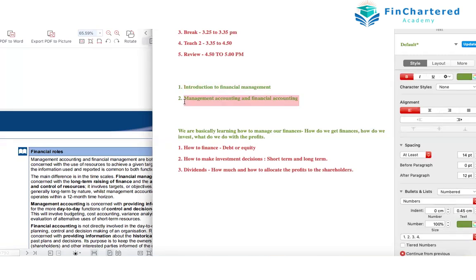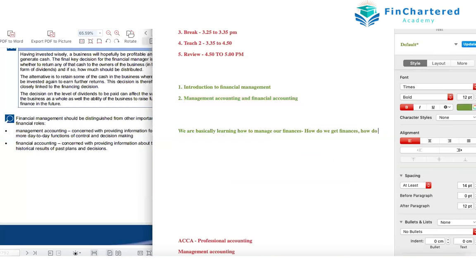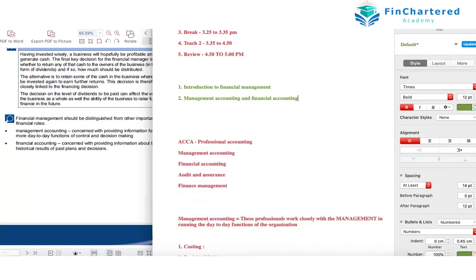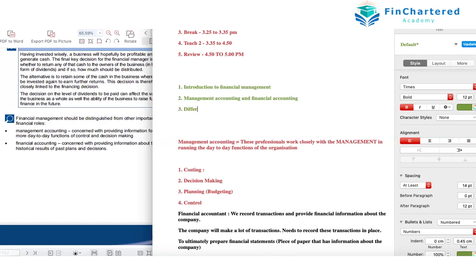Next thing which is in green is management accounting and financial accounting. So here you've seen in a lot more detail compared to the textbook. I have given more detail in my notes about what the management accountant does and what the financial accountant does. Once that is over, we will look at the difference between management accounting and financial accounting.